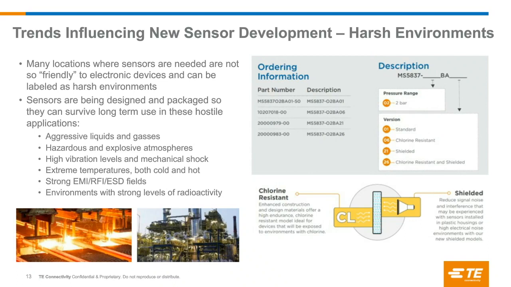Another area where people want to put sensors is where there'll be strong EMI, RFI, or ESD fields. EMI is electromagnetic interference, RFI is radio frequency interference, and ESD is electrostatic discharge.